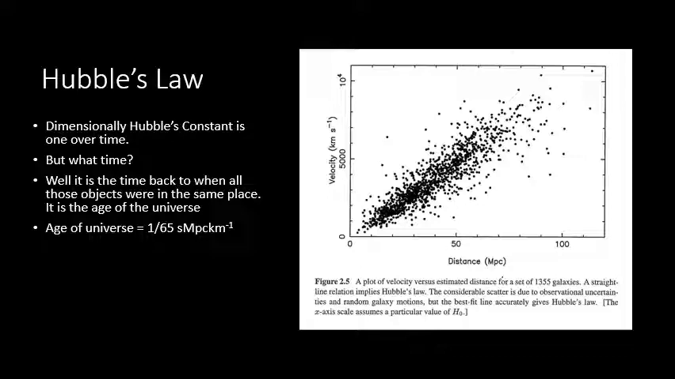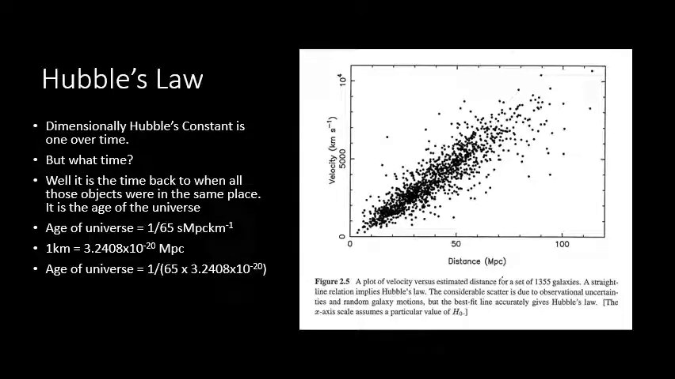Of course, 1/65 is not very helpful, and the reason is that the units are nonsense. So we have to sort the units out. I've jumped a few steps there in that I've said that a kilometre is 3.24 times 10 to the minus 20 megaparsecs. You'd probably have to work it in kilometres and parsecs, and then convert it into megaparsecs. But I've jumped a few steps and gone straight to that, which means that the age of the universe is that. That'll sort the units out for us, and when you do that sum, you get 475 times 10 to the 15 seconds.